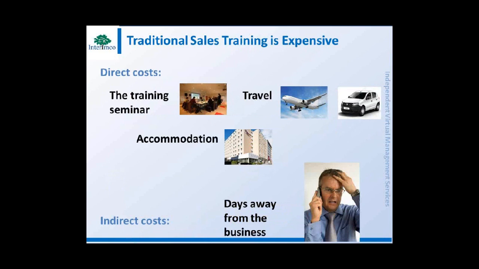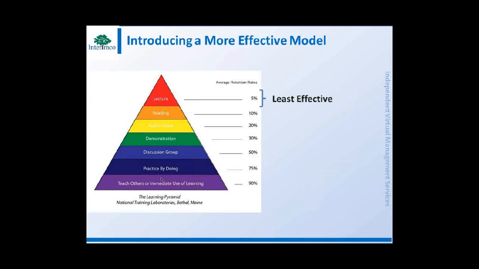And traditional sales training is also expensive. You've got the cost of hiring the facilities in the hotel or conference center, plus travel and accommodation costs. And they're so often overlooked when people are considering their budgets. And there's indirect cost, the amount of time away from the office, that is prime selling time. I'm going to introduce you now to a new, more effective model.